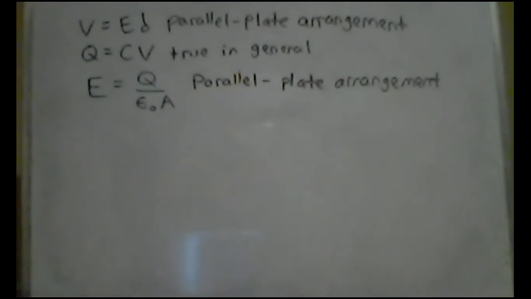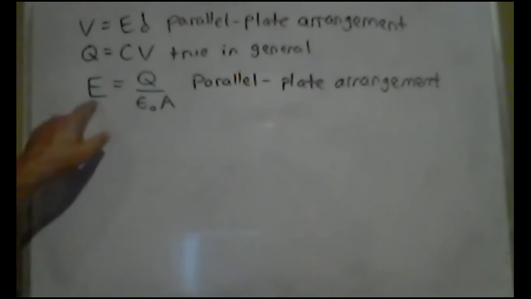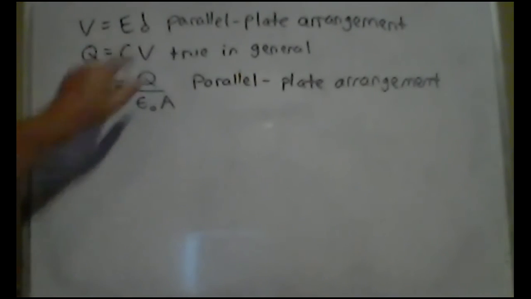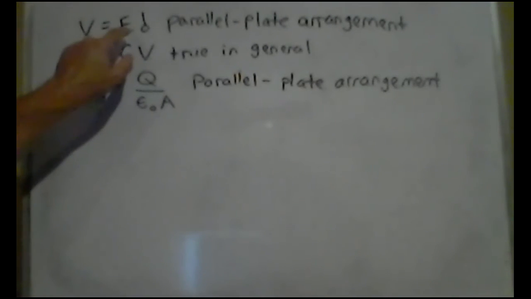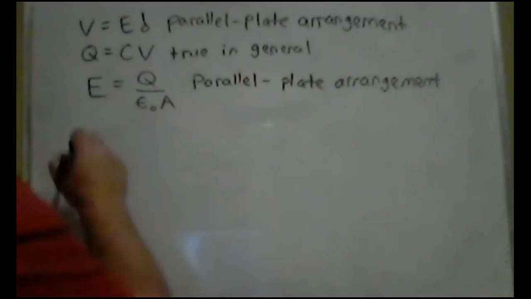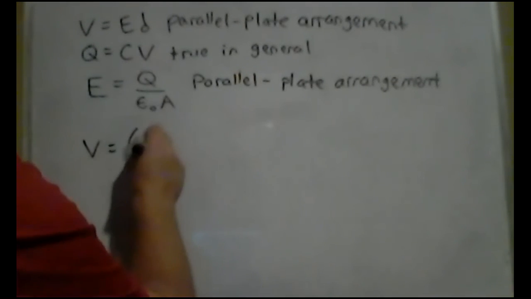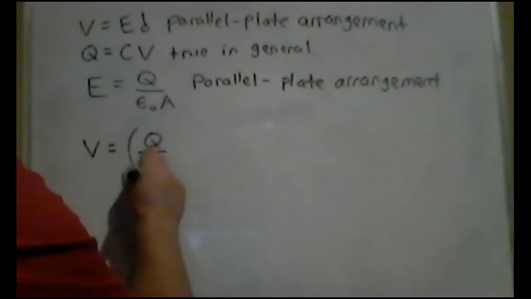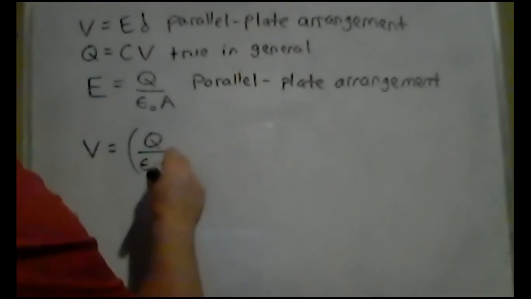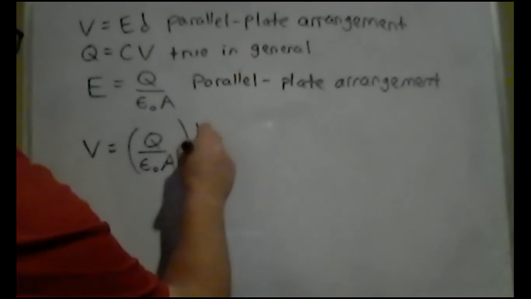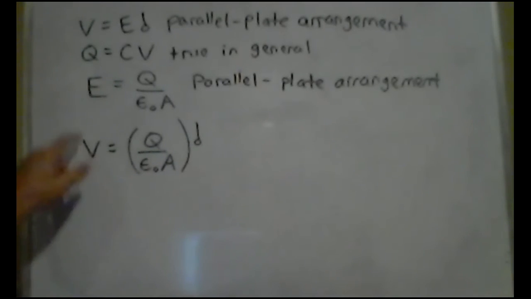All right, but we now have the ability. So at this point, here's what I can do. I can now substitute. So I have V equals ED. I can now directly substitute for E. So what do I get? I get V equals, instead of E, I can put Q over epsilon naught A times D. All I did is make a direct substitution for E.